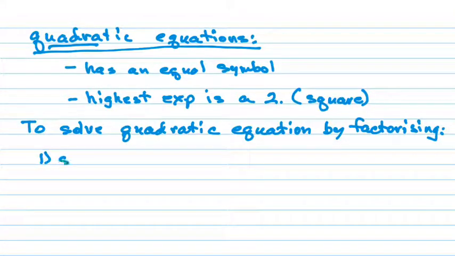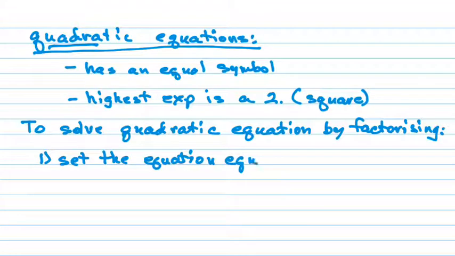First, set the equation equal to 0. All right, set the equation equal to 0. So in other words, I want it to say junk equals 0.